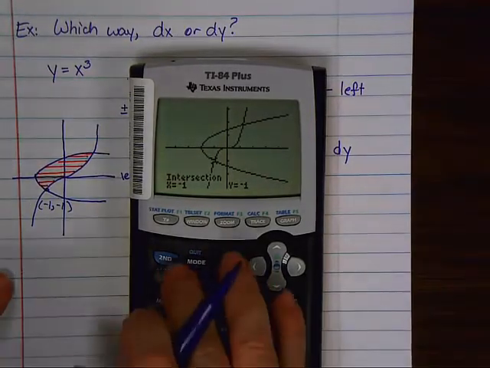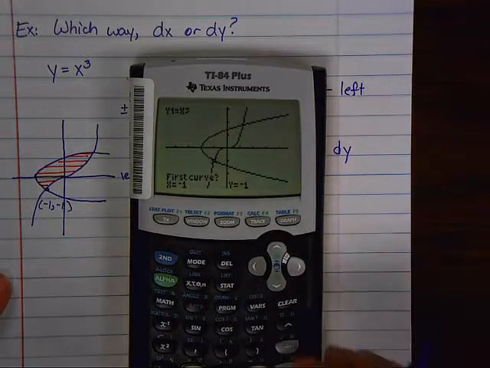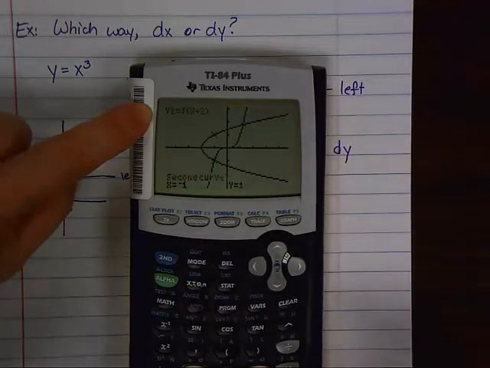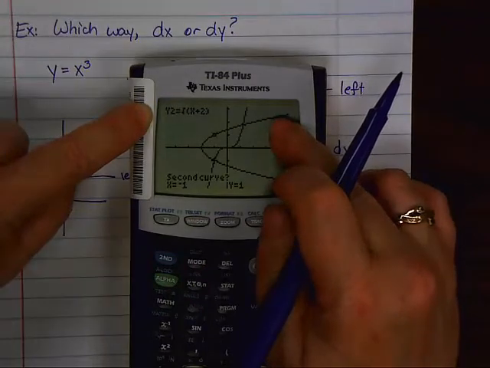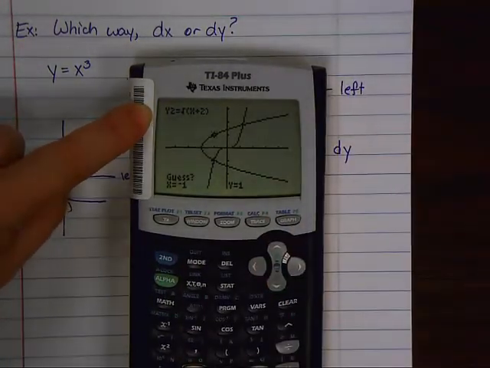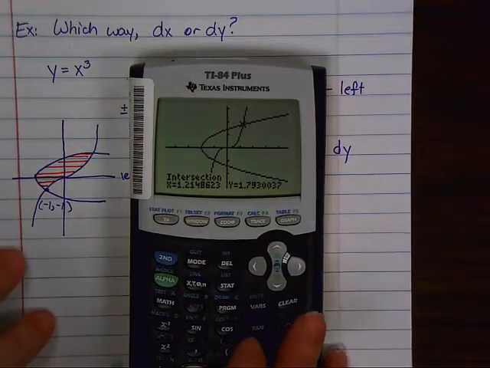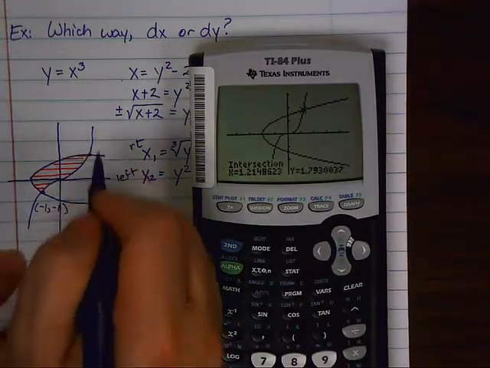Okay, now I got to do the other one. Second, trace, intersect. First curve. Is it the cube? Does the cubic go through that? Yes. Second curve. Does the top half of the parabola go through that? Yes, it does. And then guess, I think it's about 1. Push enter. Ooh, I got decimals this time. So, we taught you yesterday how to store these.